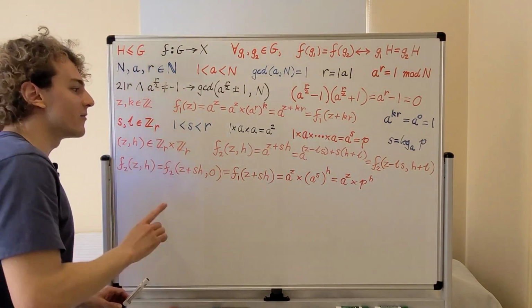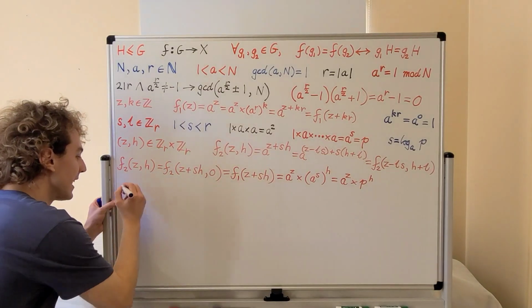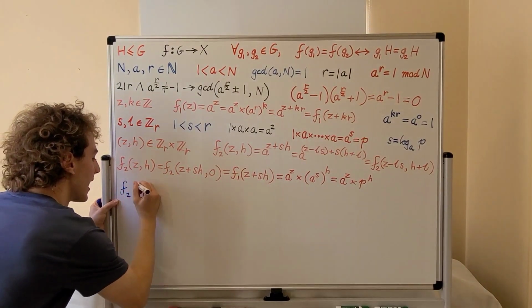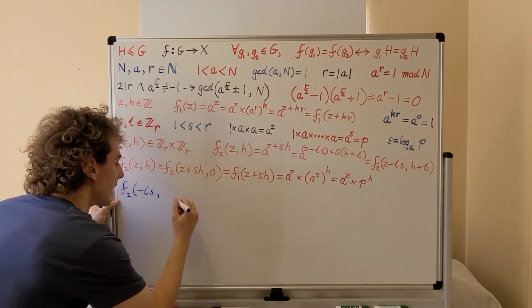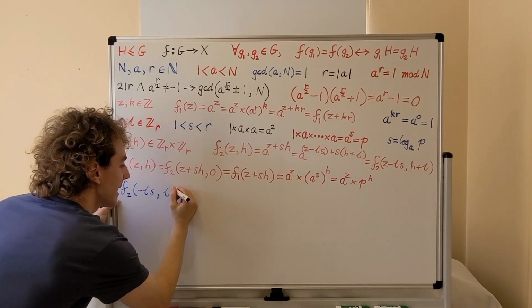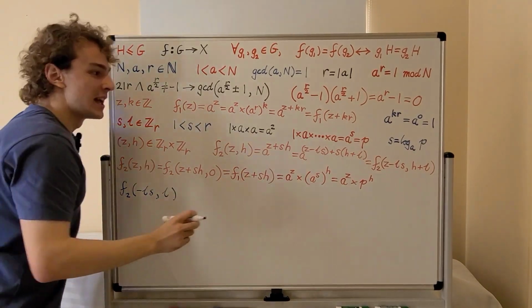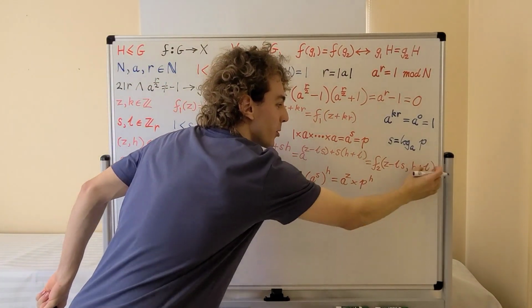Now, let's have a look at one very important property. If we have f2 and we take the input minus ls, comma, l, so that's the same, these pair of values, they are the period for this periodic function.